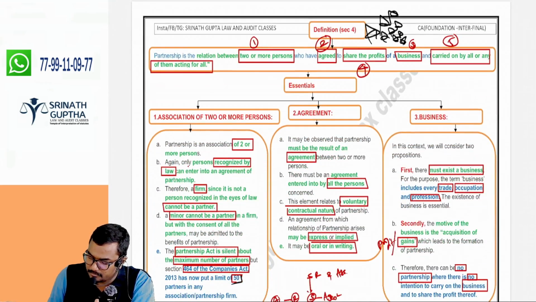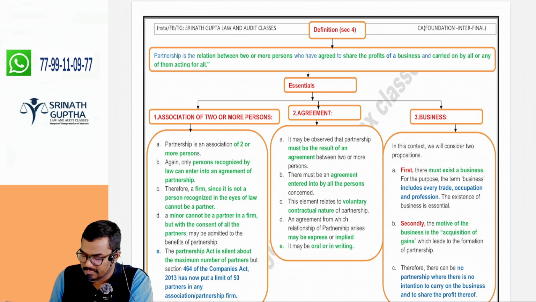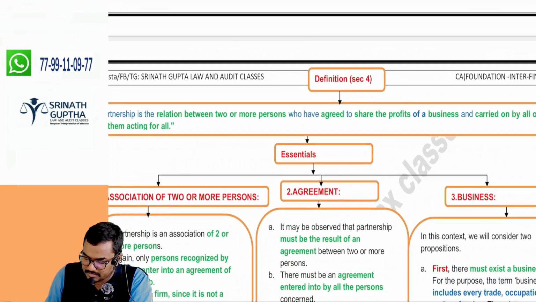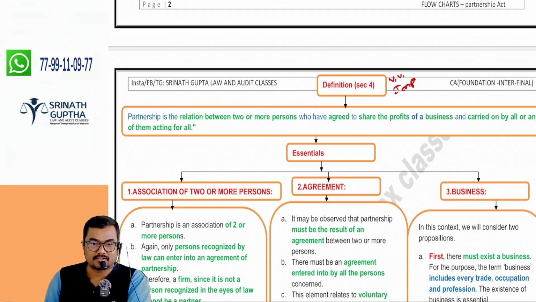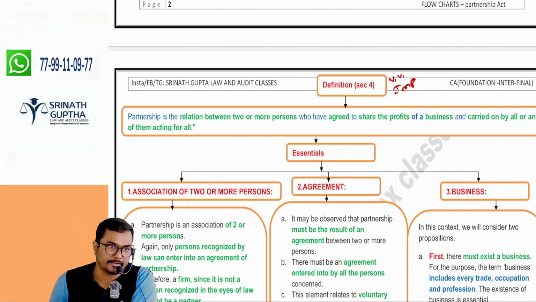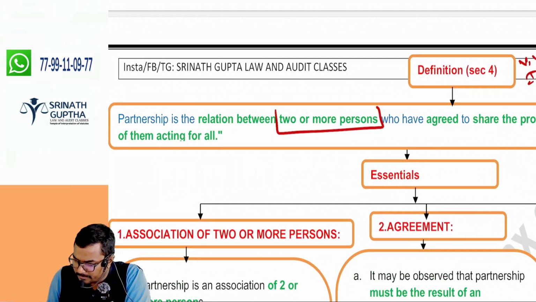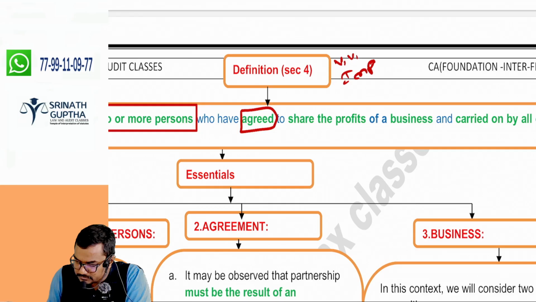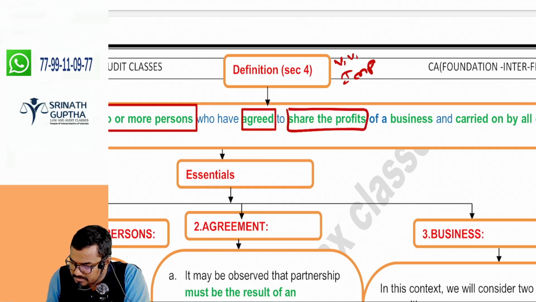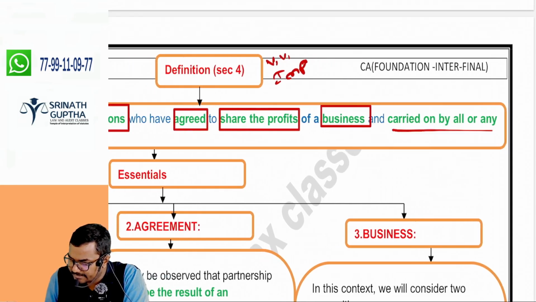Next, this one is very important from the exam point of view. Definition of the contract of partnership and its essentials. Very important from the exam point of view. Star, superstar, mega star, that question. The question will be: define contract of partnership and its essentials. Partnership is a relationship between two or more persons who have agreed to share the profits of the business carried on by all, or any one of them acting for all.